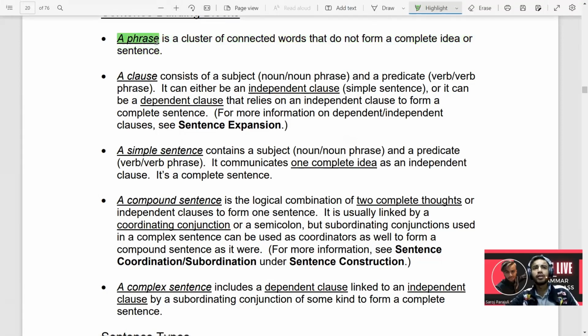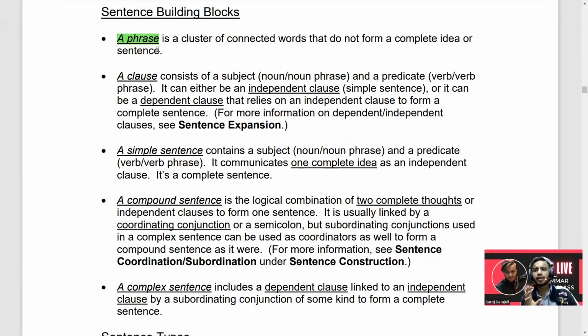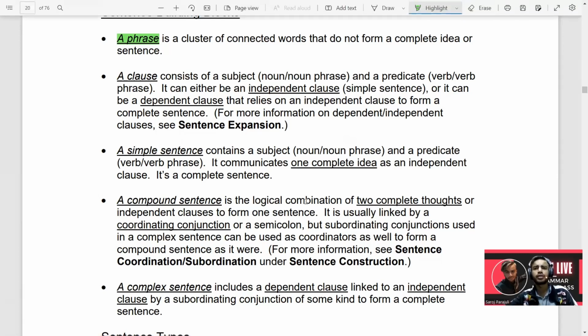What is a phrase? Phrases are not a complete sentence. It can exclude the subject of a sentence. As we mentioned earlier, a complete sentence should have subject, verb, and object. And if we do not have all these things, but we have an incomplete form of an idea, then it is known as a phrase. Now I will show some examples. First, let's have a look. A phrase is a cluster of connected words that do not form a complete idea or sentence. It is just a part of a sentence, but it is not a complete sentence.